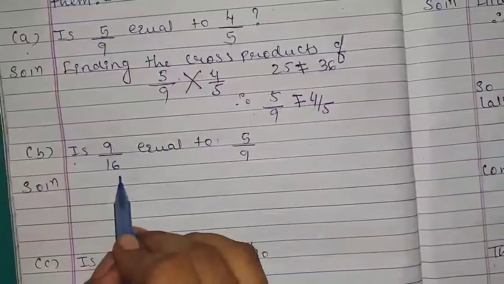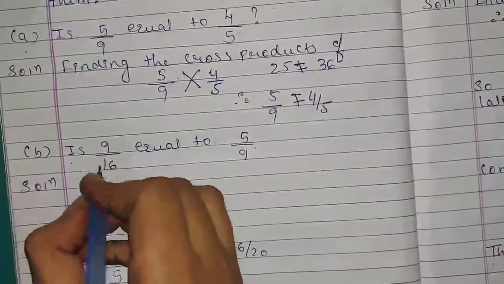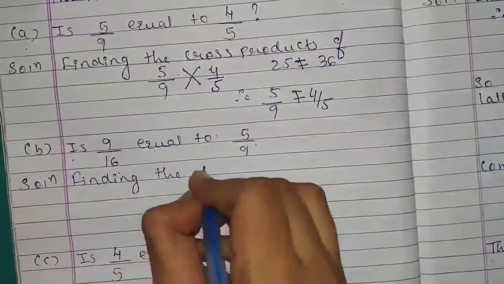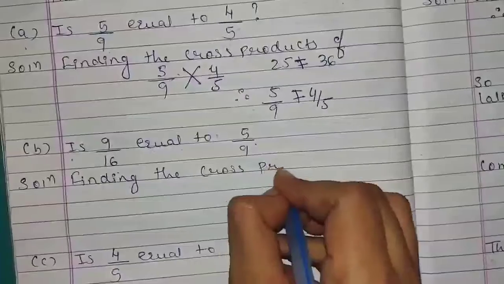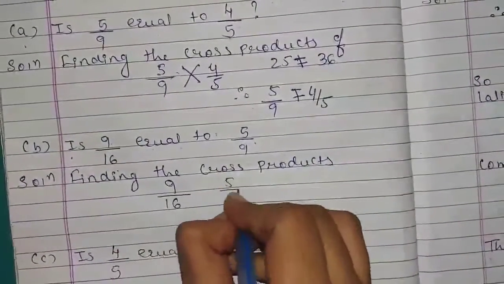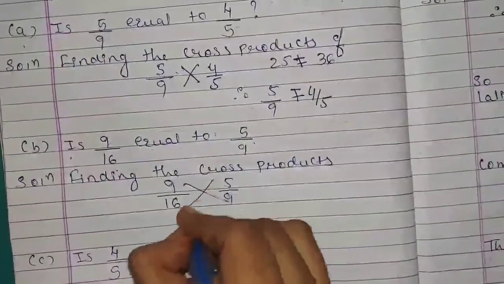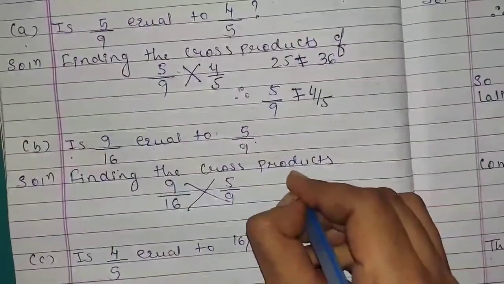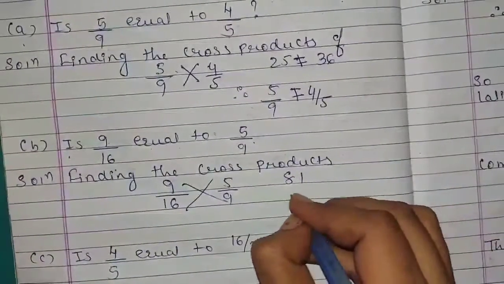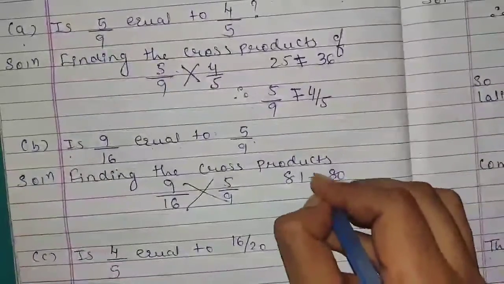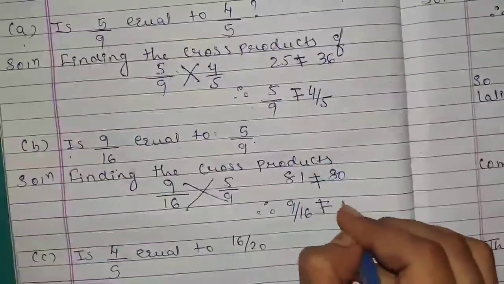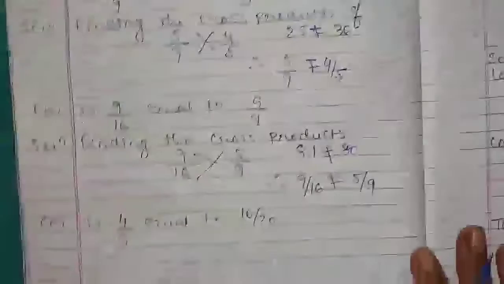Number B, is 9 upon 16 equal to 5 upon 9? So we will write finding the cross products. 9 upon 16 and 5 upon 9. Cross products if we do, 9 9s is 81 and 16 5s is 80. So 81 is not equal to 80. Therefore 9 upon 16 is not equal to 5 upon 9.